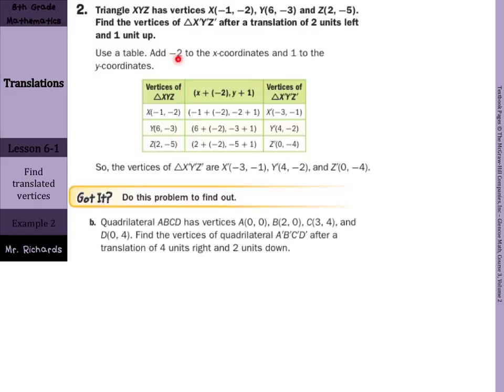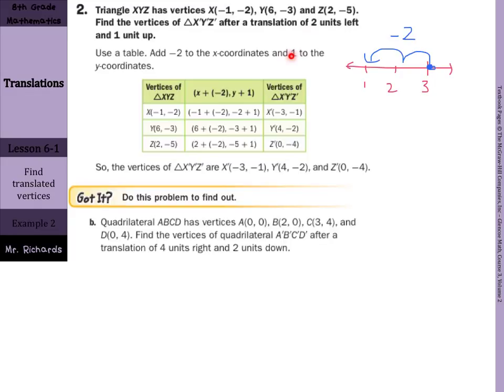Well, think about a number line. If you have a number line, and say we have numbers 1, 2, 3, and if we're sitting at 3, if we're going to go 2 units to the left, we're actually subtracting 2, or adding a negative 2. So that's why, if we're translating to the left, we can add a negative 2. And what about adding 1?